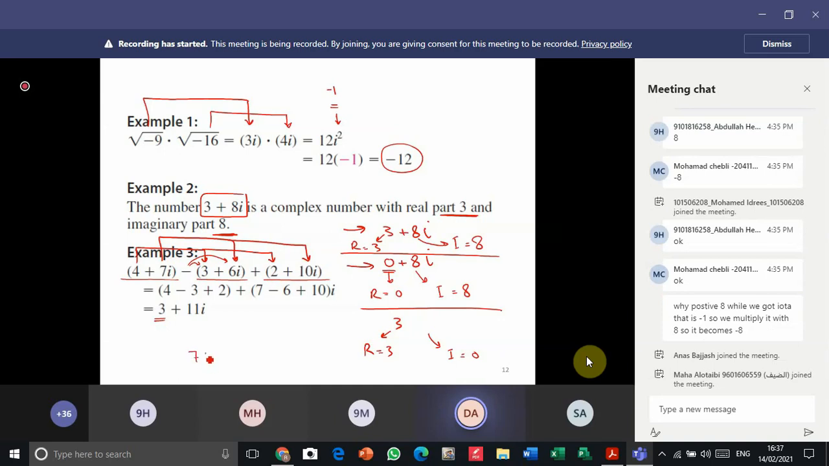7, we need to find the 7i plus 6i plus 10. This is correct?